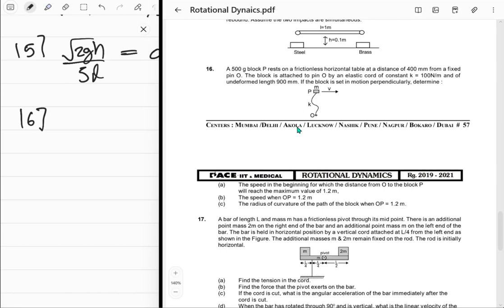Something like SHM, but even weirder. So this tension force will only be directed to center, so we can always do angular momentum conservation. The velocity when this reaches 1.2 is very easy to figure out. But at what condition will it reach it? So when will this be the maximum?